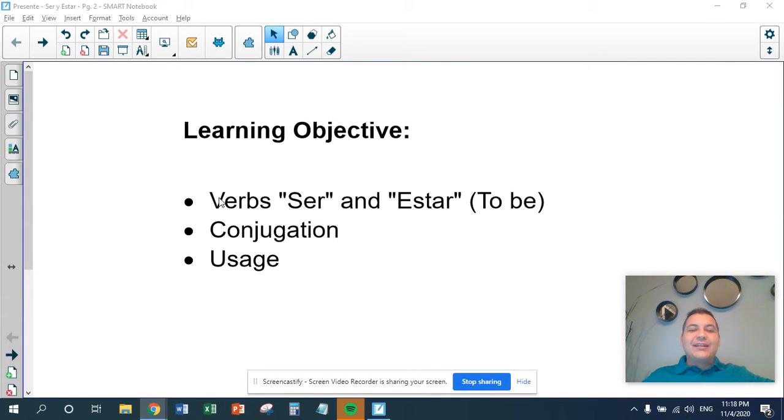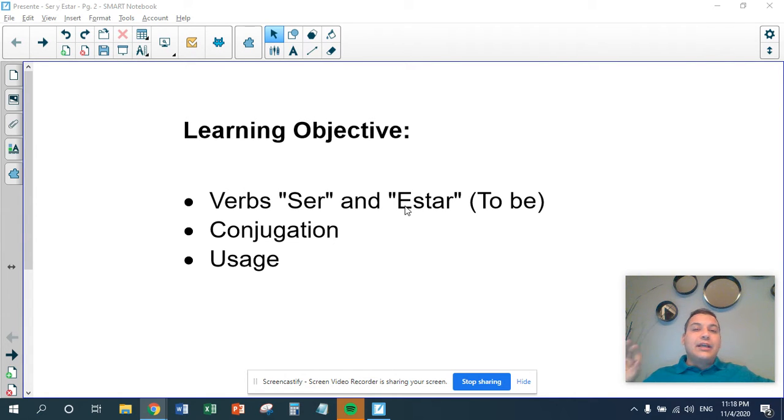Hoy vamos a aprender la conjugación del verbo ser. ¿Sí? The verb to be. In Spanish, the verb to be can be ser or estar. There are two different verbs. They're different and they're used in different occasions.